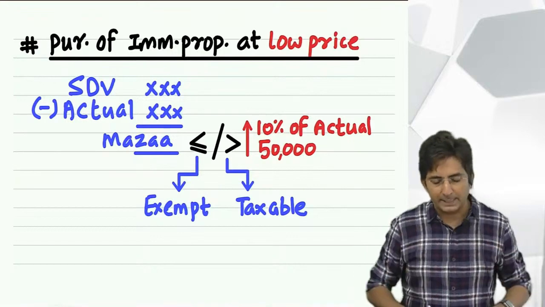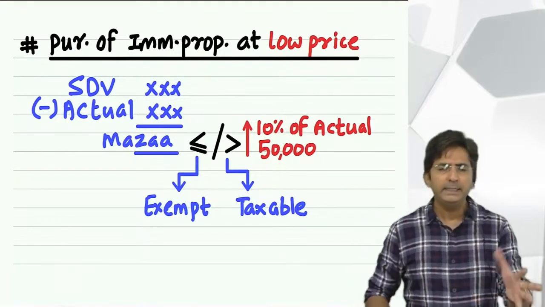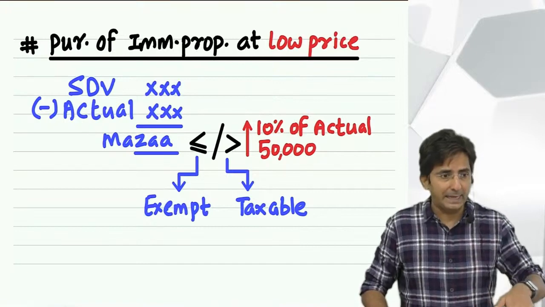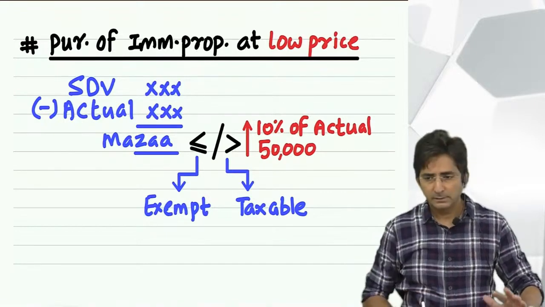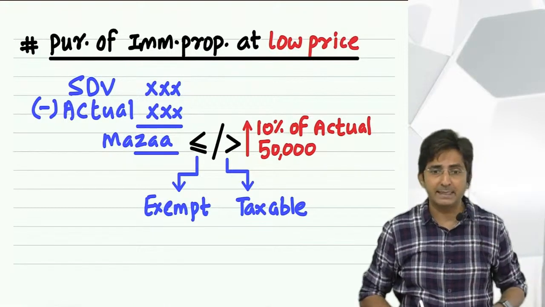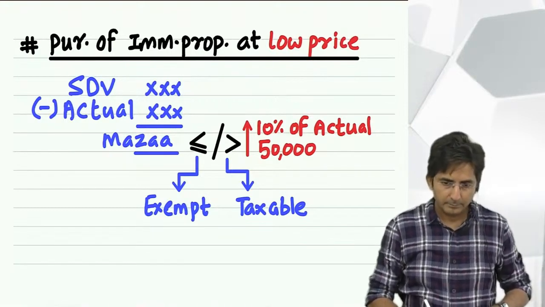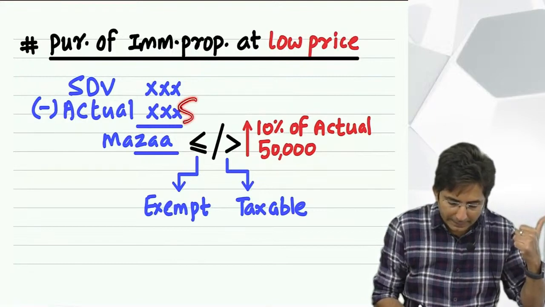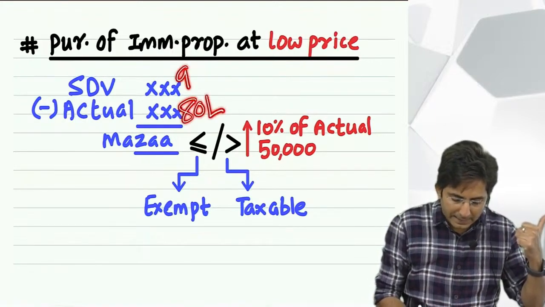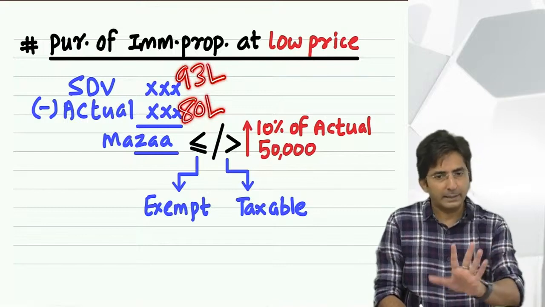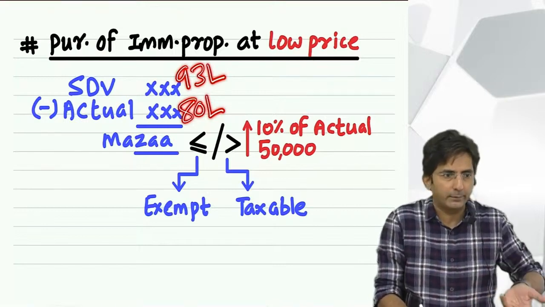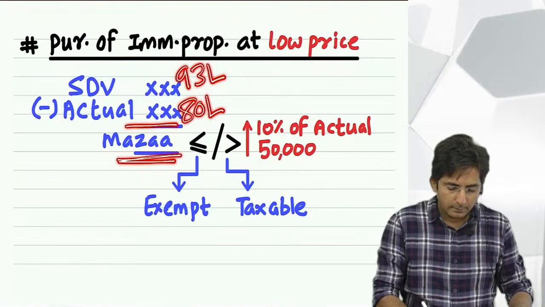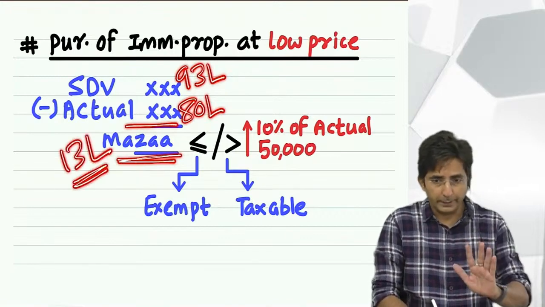Okay, try this example just for my satisfaction. In the question it is given like this: he purchased a land at rupees 80 lakhs. Stamp duty value was 93 lakhs. Let me do it together, help me here also. Do you agree this will be given in the question? Now what to do? Find out the difference. Difference is 13 lakhs.